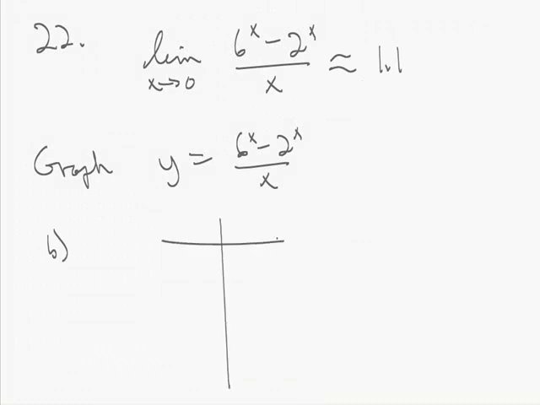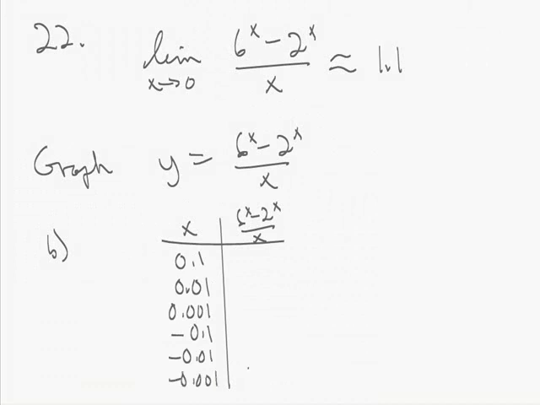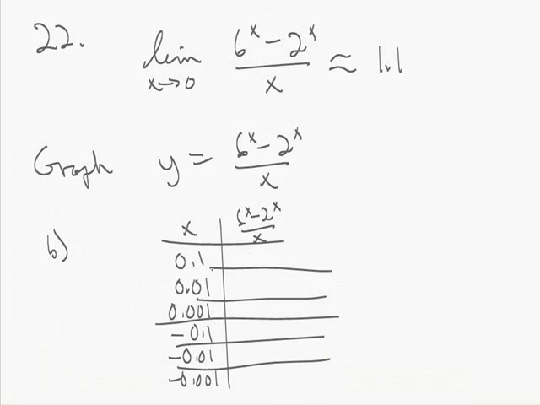In other words, in part B, what you're going to want to do is just try some values for x and then some values for f of x, (6^x − 2^x)/x. And just take values close to 0, like 0.1, 0.01. If you want, you can do 0.001, and a couple on the left side, negative 0.1, negative 0.01, negative 0.001 if you like. But just get values that are getting closer and closer to 0. And what you should see then, when you put those values in for x, is you should see these values getting closer and closer to 1.1.